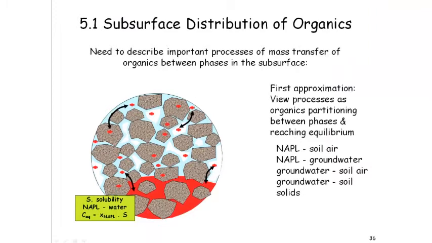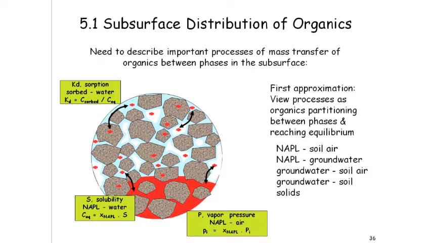consider that state. We're going to consider 4 partitionings: solubility, the partitioning of the chemical between the NAPL and the water; KD, or absorption, the partitioning of the chemical between water and the sorbed phase, or the solid phase; vapor pressure tells us the partitioning between the NAPL and the vapor if it's present; and something called Henry's law constant tells us the partitioning between the aqueous phase and the vapor phase. We'll go through all 4 of those in the following lectures.